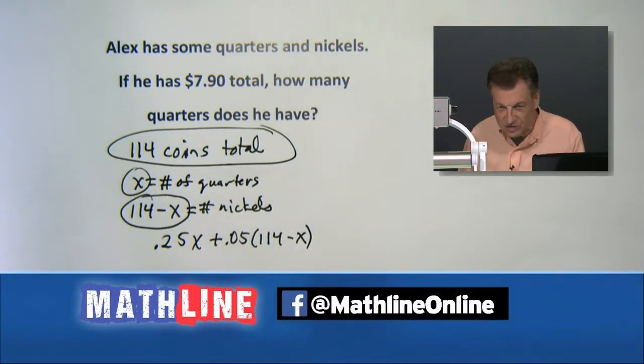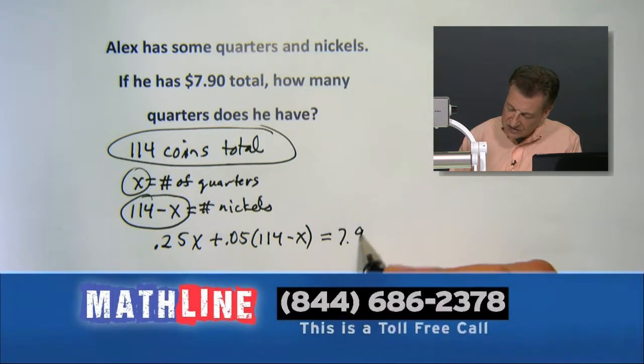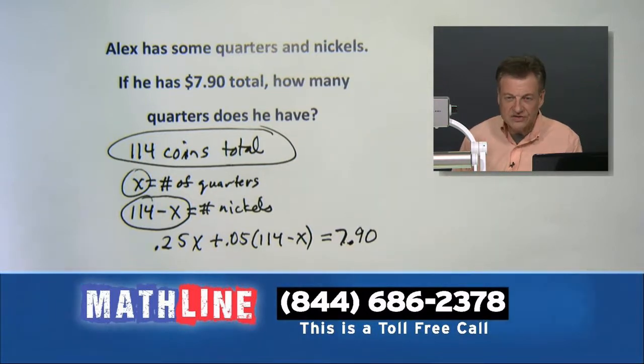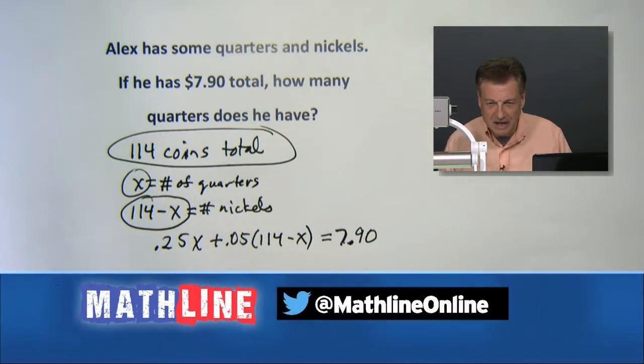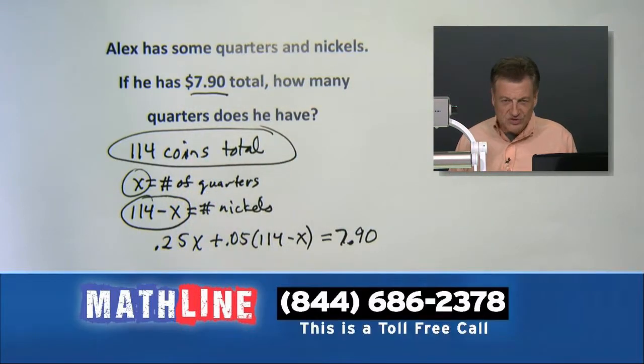We needed to have an extra clue. And what are we going to have in the end? According to this, we're going to have $7.90. I think that's what we started with. Yes, $7.90. So let's do some work with this.